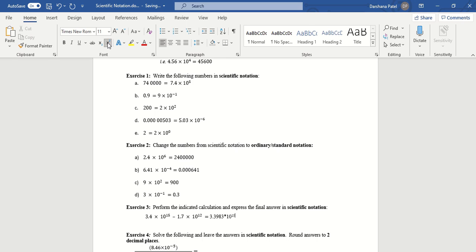Now, for this number in particular, because we are subtracting numbers, as we saw in the rounding rules, when we add or subtract, we look at the lowest number of decimals in the question. When we do that, these 10 to the power of something are not counted. So 3.4 has 1 decimal, and 1.7 has 1 decimal. So if you were to round according to the rounding rules, our answer should have been 3.4, because we only want an answer with 1 decimal. So it will be 3.4 times 10 to the power of 15.